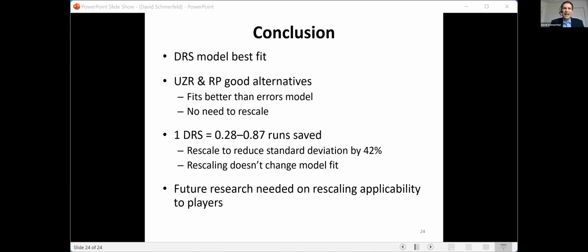In my research, I looked at the sum of the parts, the team fielding. The future research should look at the separate individual parts, the individual player fielding. So that is all I have for this presentation. I hope you enjoyed it, and I am happy to take your questions now.